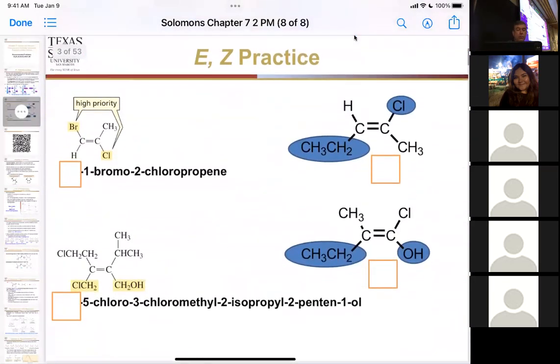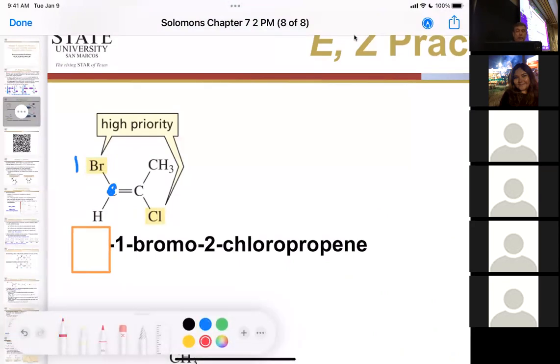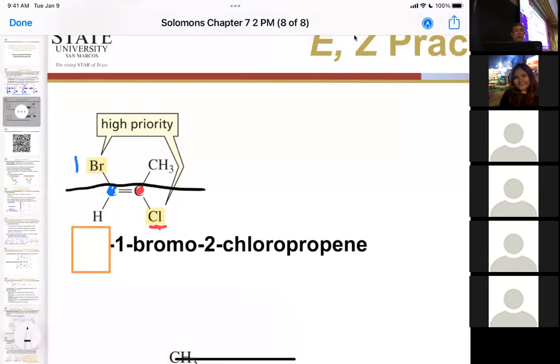So let's go ahead and look at these. There's an error on this slide, by the way, so you know. On this one right here, we're looking at this carbon here. This is our higher priority. Then if we look at this carbon right here, this is our higher priority. So we're going to draw our line down the middle and see they're on opposite sides. So that makes it what? E or Z? E. Right.